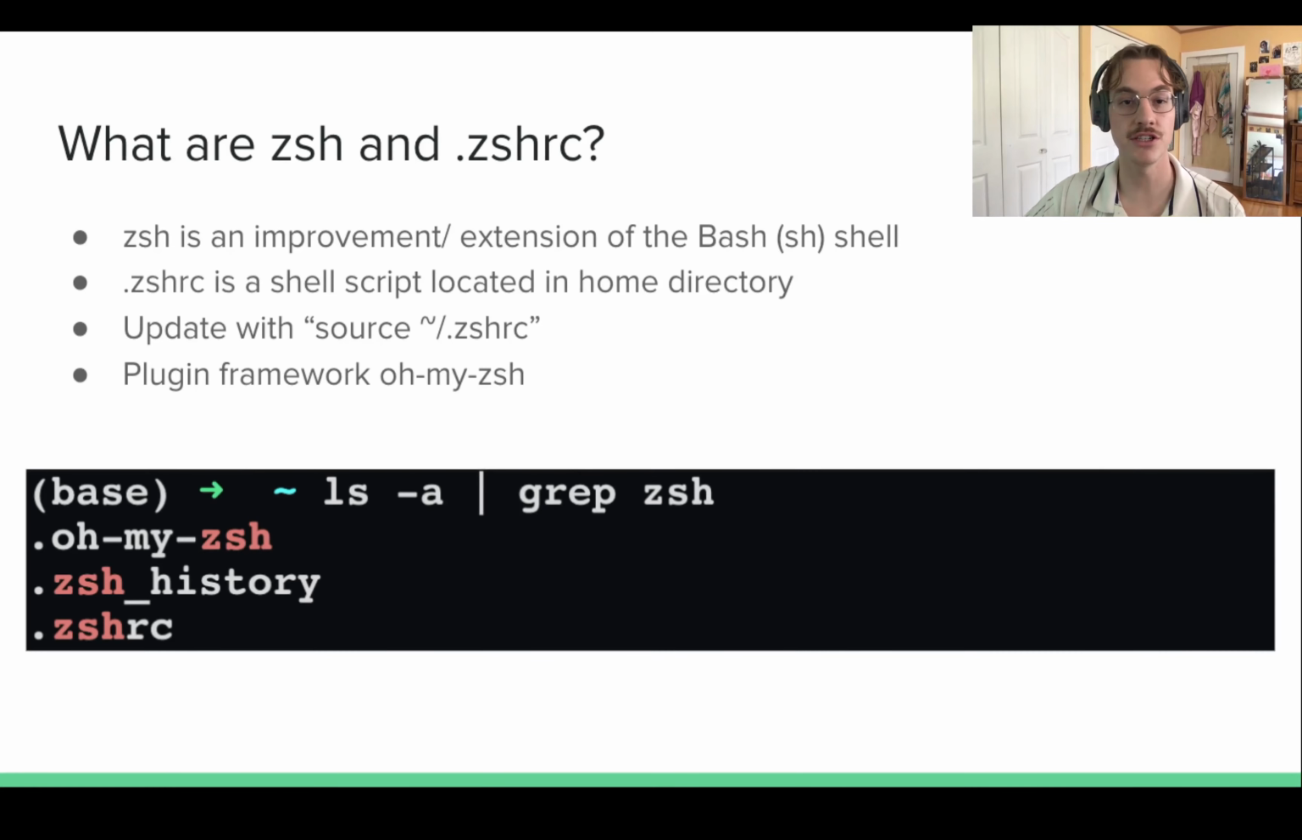So first of all, what is a Z Shell? Essentially, it's an improvement slash extension of the regular bash shell. And the ZSHRC file is a shell script located in your home directory, which allows you to update preferences and store your aliases and functions for later use. Anytime you make changes to this file, you can update it with the command source followed by the path to that file. After this presentation, I highly recommend downloading a plugin framework such as Oh My ZSH, which will allow you to more easily understand these concepts and get support in that way.